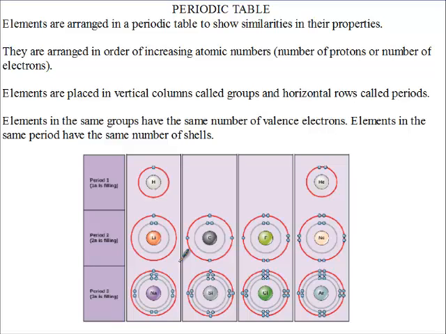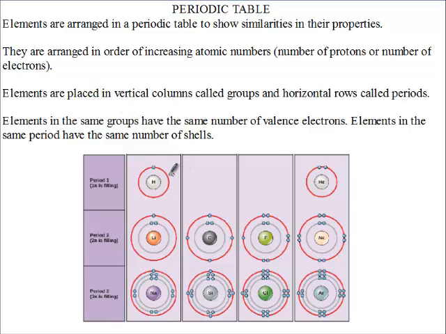Now, elements are arranged in a periodic table to show similarities in their properties. So when you take that table I'm talking about, you're going to see elements lined up in blocks, which we call groups. These elements in the periodic table are arranged in order of increasing atomic number, and that is the number of protons or the number of electrons.